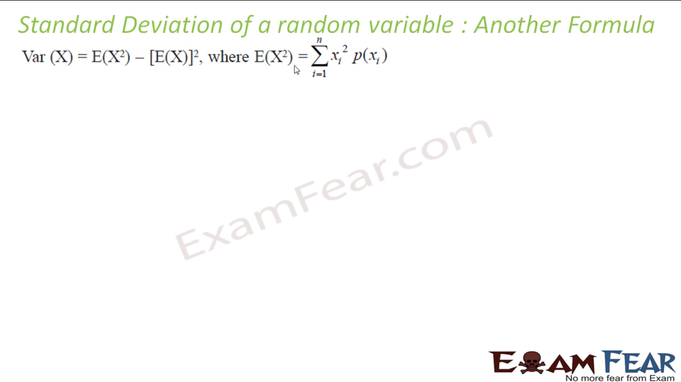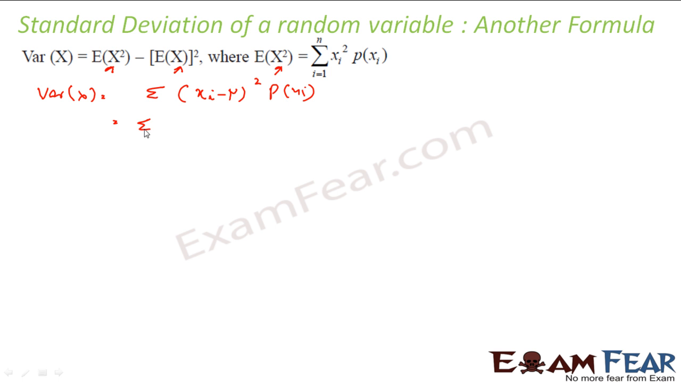Variance is nothing but E(x square) minus (E(x)) whole square, where E(x square) is nothing but the summation of xi square p(xi). This formula is very handy actually. So I'll explain how we got this formula. We know till now that variance of x is nothing but the summation of (xi minus mu) square into p(xi).